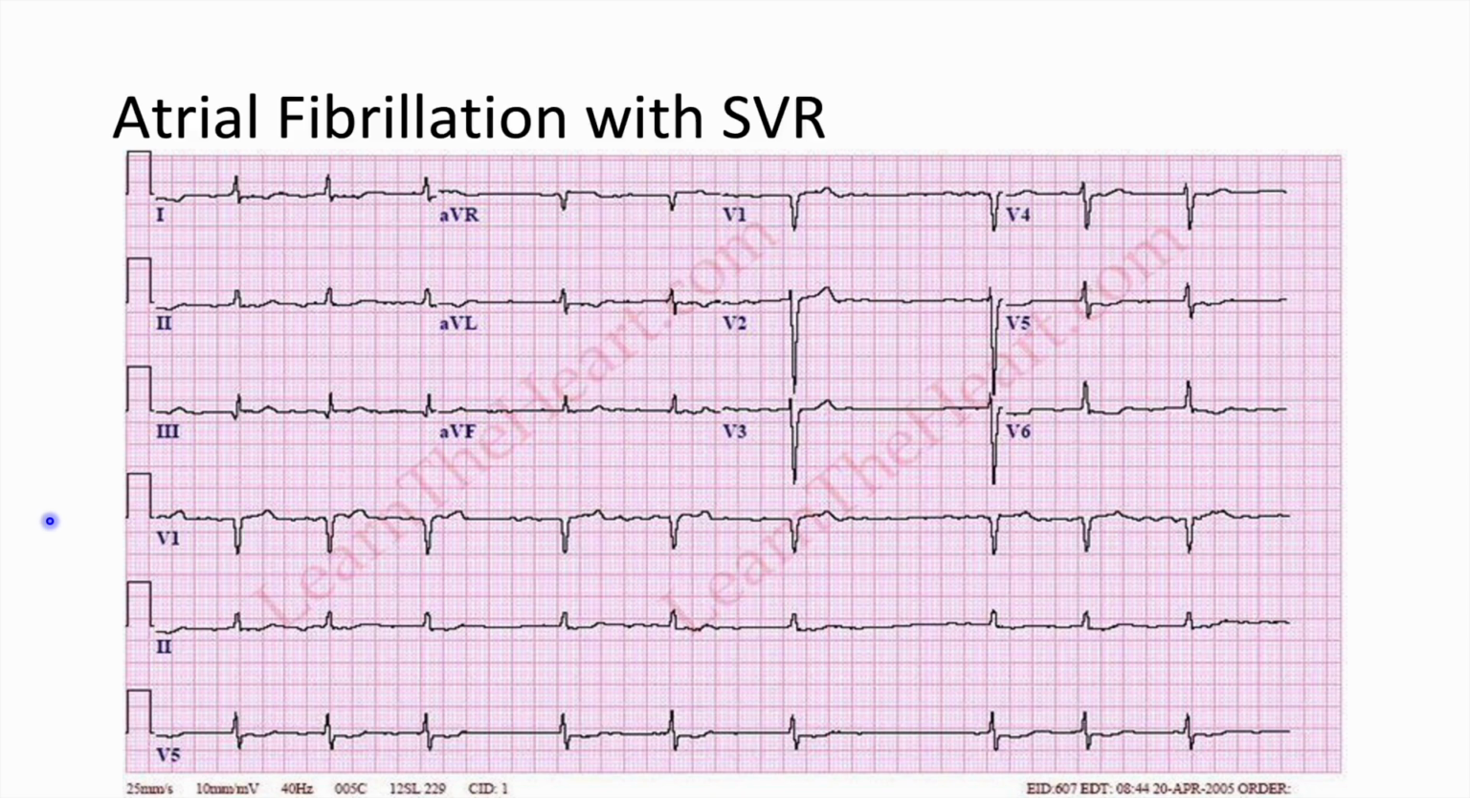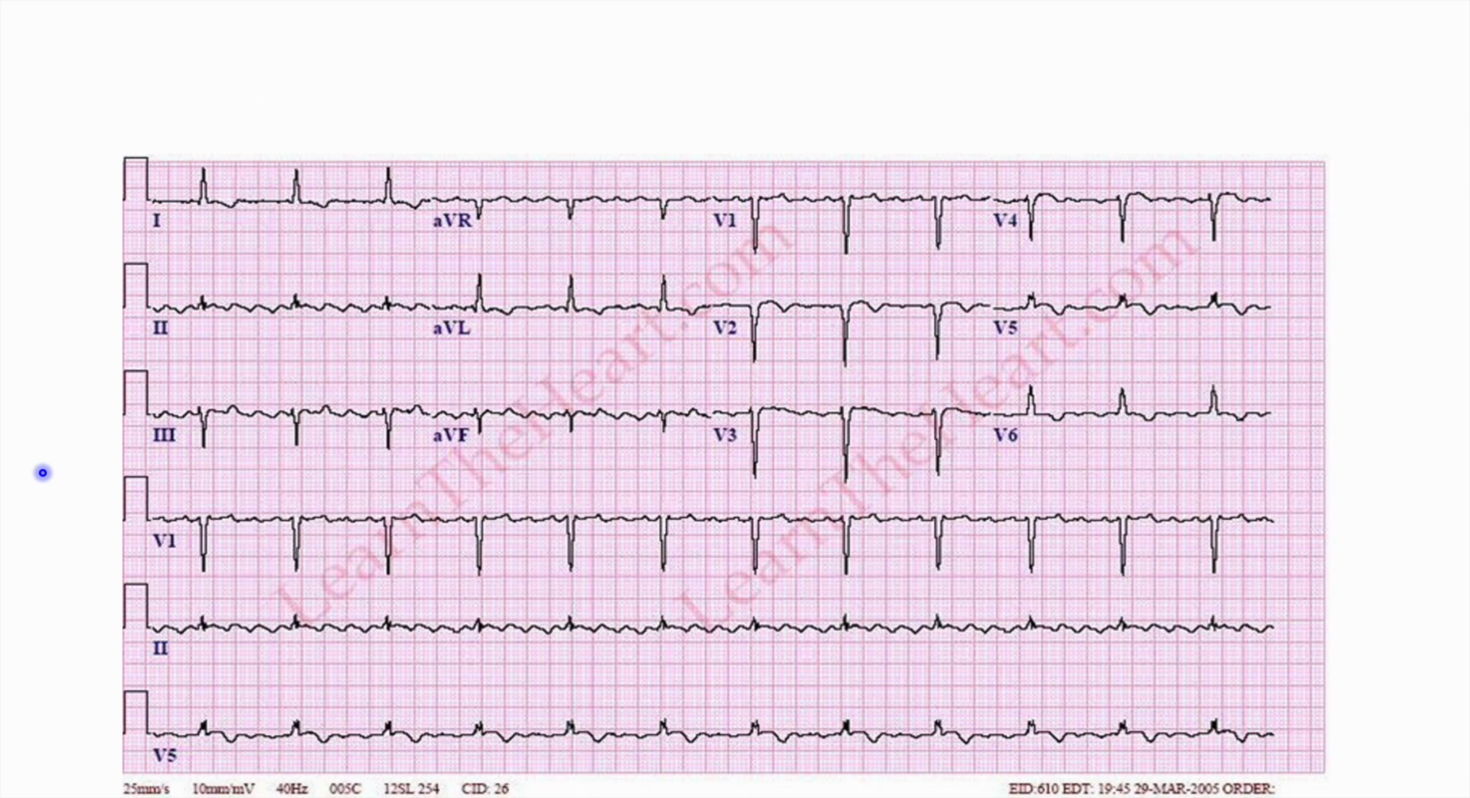3, 2, 1. This is AFib with a slow ventricular response. And so same description as before, this is atrial fibrillation, but if you calculate the rate here, we're bradycardic, less than 100. Take a look at this one.